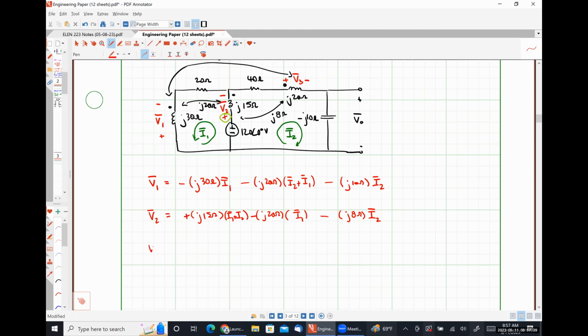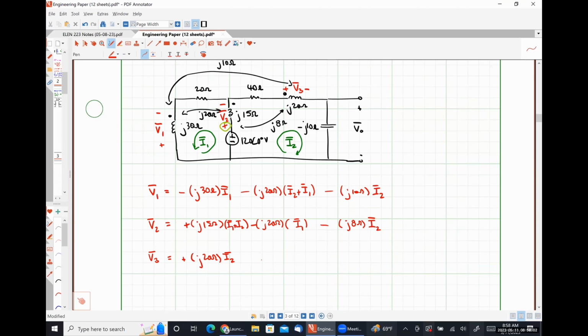For V3, I2 is flowing into the dotted terminal. So we're going to have positive J20 times I2. Coupling to coil 1 is going to have a J10 term, sorry. And the current I1 is flowing into the dotted terminal. So that's going to be an I1 and a plus sign here. Then we're going to have our coupling with our second coil. So that's going to be our J8 term. And then the current flowing into the dotted terminal would be negative I1 plus I2.